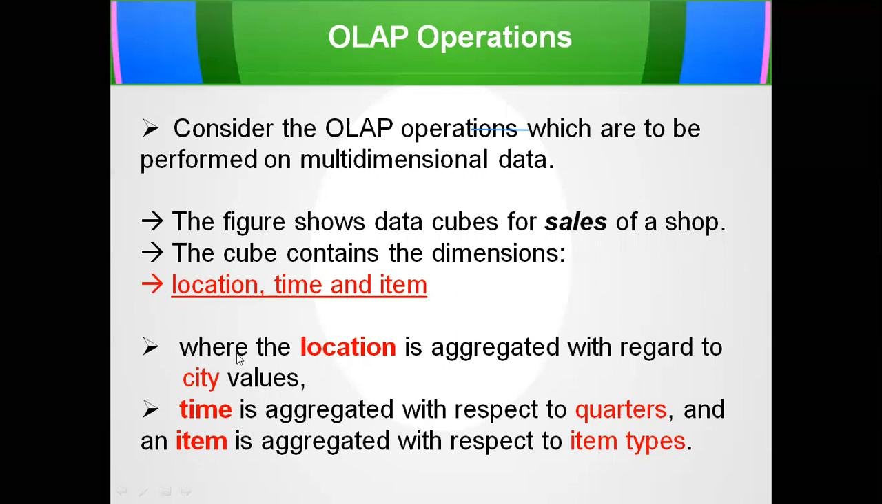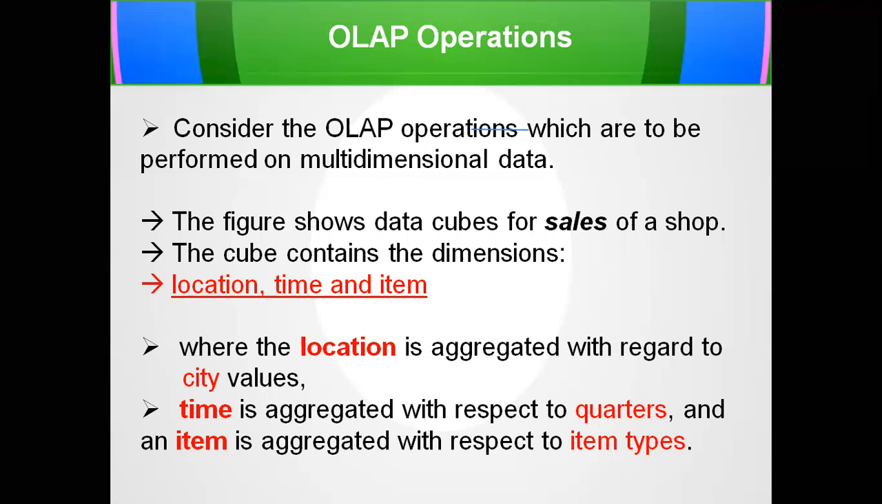When we talk about OLAP operations, we always talk about the concept hierarchy, because we require the concept hierarchy to retrieve more aggregated or less aggregated data. Here the location is aggregated with regard to the city values. Aggregated means what? You have learned group by queries in DBMS. With the help of group by queries, you can retrieve the total salary of employees department wise.